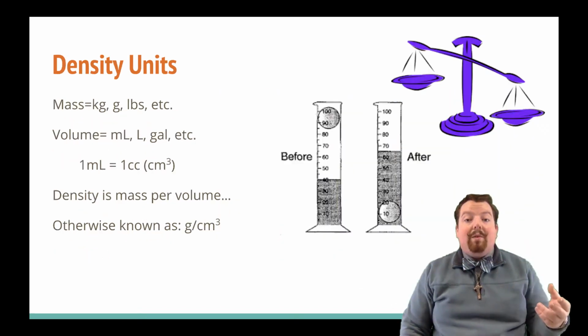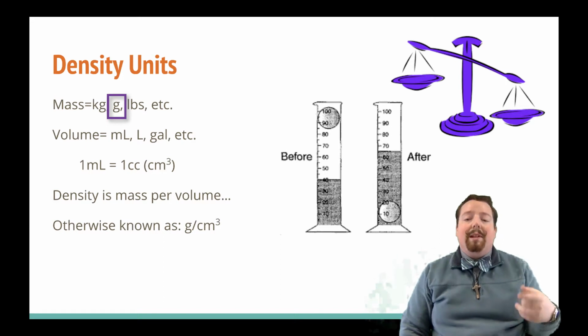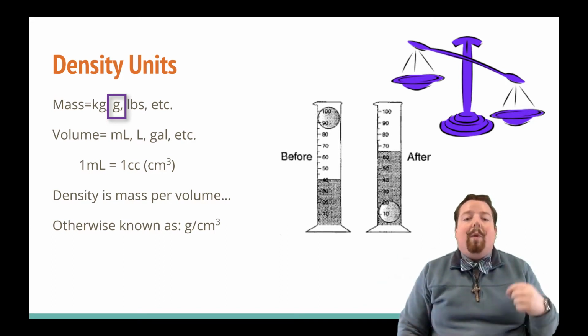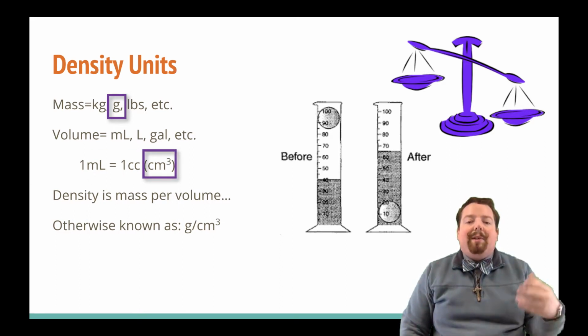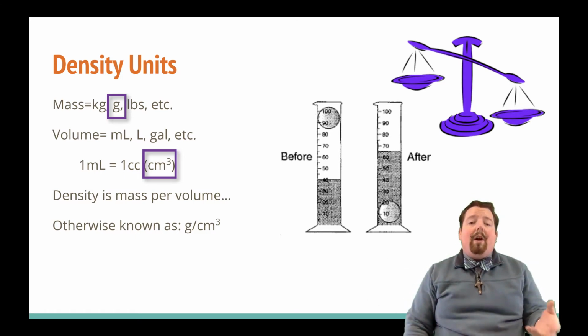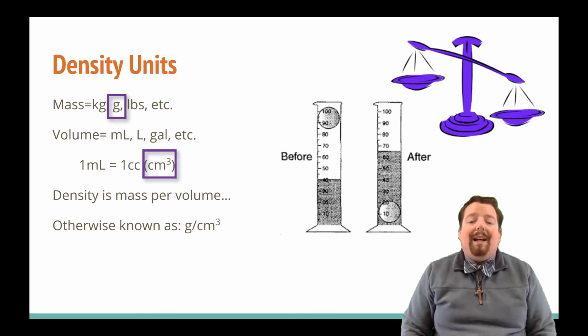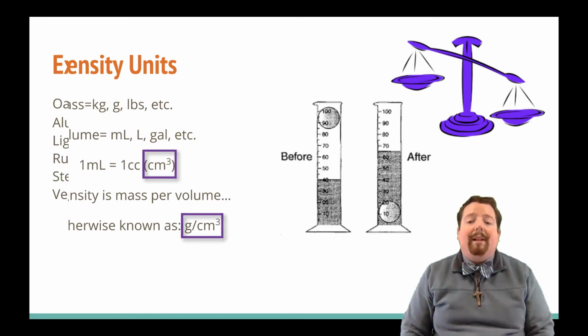When we measure mass, we could use a number of different units. For density, we will stick with the gram. There's also a number of units we could use to measure volume, but we'll be using the milliliter. Fun fact, 1 milliliter is exactly equal to 1 cubic centimeter, otherwise known as a cc. So we're going to use the milliliter and the cubic centimeter for our volume unit, and we can use those interchangeably. Finally, since you know that density is mass per volume, you can put these units together to obtain the density unit, which is grams per cubic centimeter, or grams per milliliter.